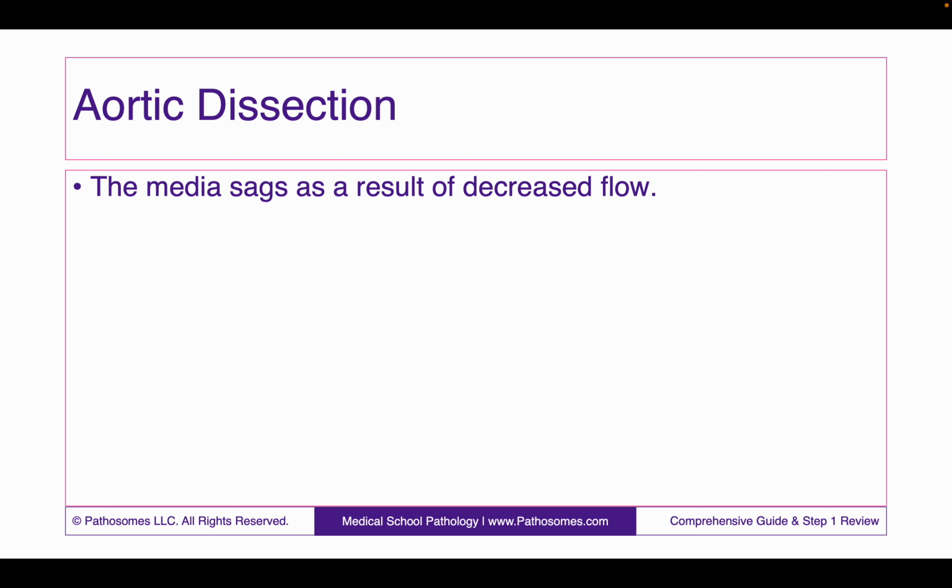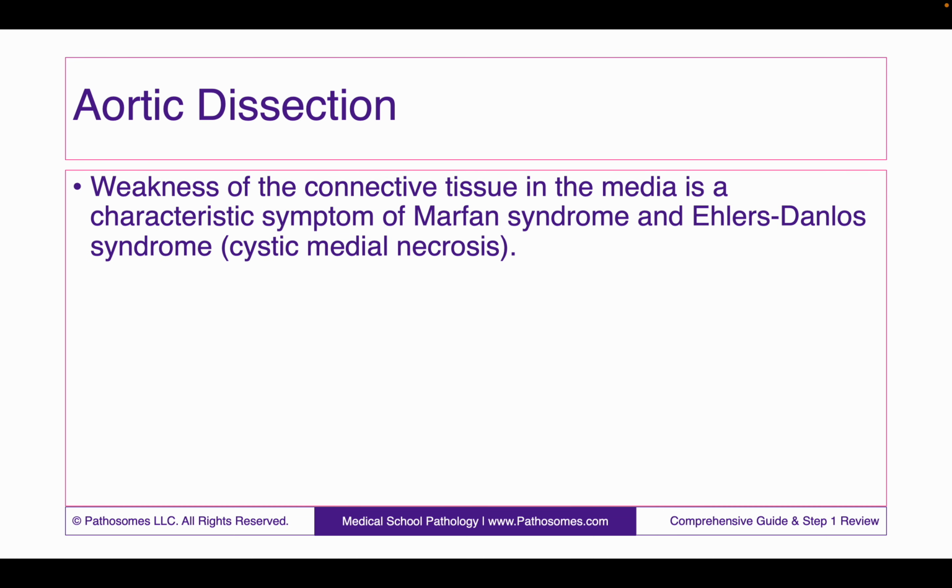But let's talk about how the media sags as a result of decreased flow in aortic dissection. And that media sag is going to be a problem because the weakness of the connective tissue in the media is a characteristic symptom of Marfan syndrome and Ehlers-Danlos syndrome. Hence the cystic medial necrosis.